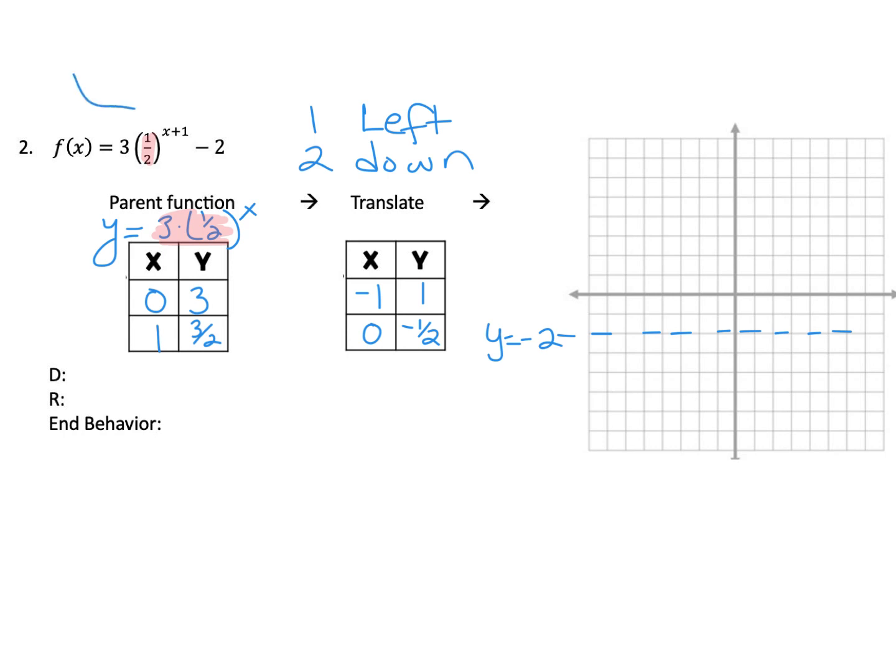And I do know that this is exponential decay, so it will look something like this. So I'm going to label this one as a decay function so I don't forget. So I answer that part of the question. Plot my 2 ordered pairs, -1, 1 and 0, -1/2. And this needs to look like a decay function. I kind of missed my ordered pair. I'm writing with a fat stylus, so do better than I did. Don't miss your 2 points. Okay? And take a second, practice writing your domain, range, and end behavior. Hit play when you're ready to check your answer.